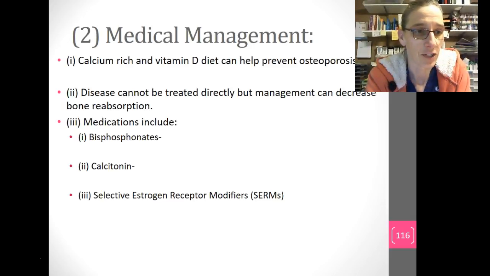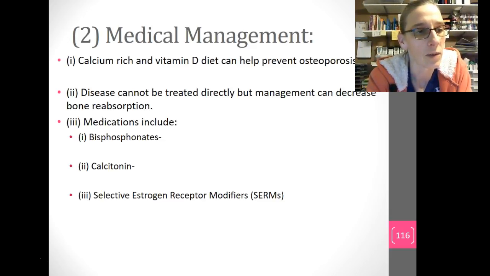The disease cannot be treated directly, but management can decrease bone reabsorption. There's no treatment, but we can do management. Medications include things like biphosphonates, calcitonin, and selective estrogen receptor modifiers. So biphosphonates, an example would be Fosamax. Hopefully you guys have looked this up. The Fosamax inhibits bone reabsorption.